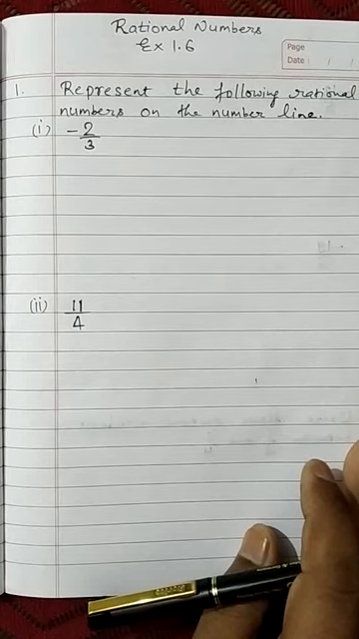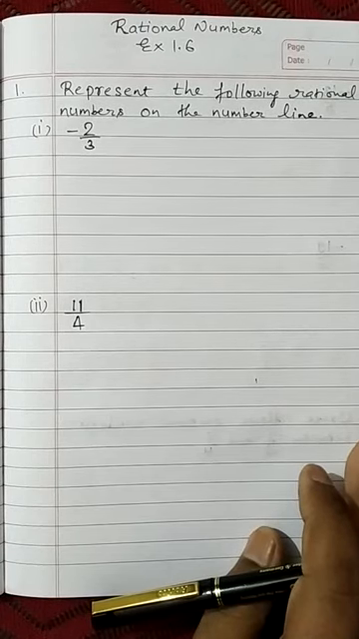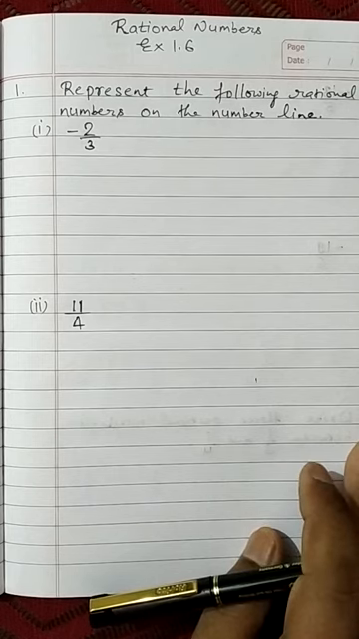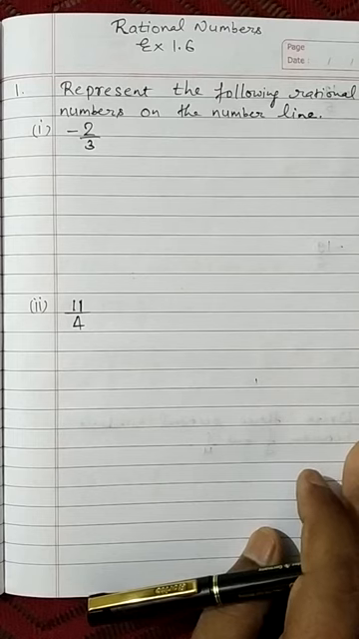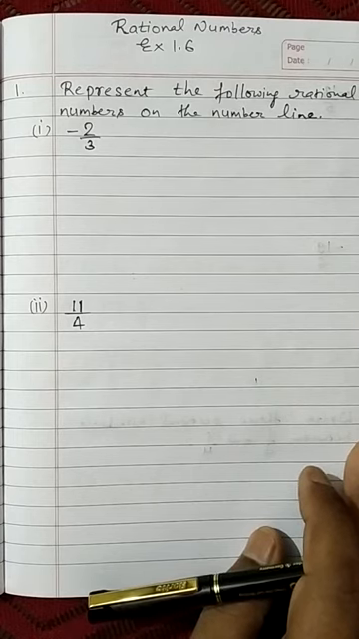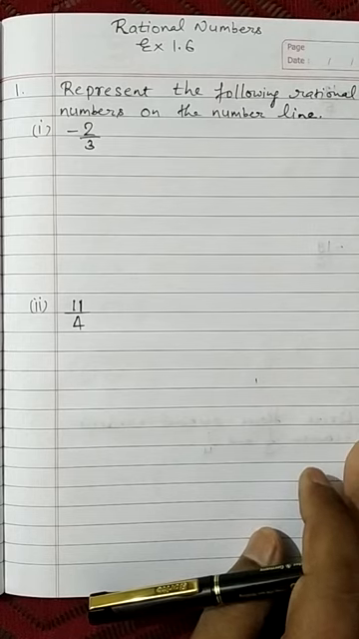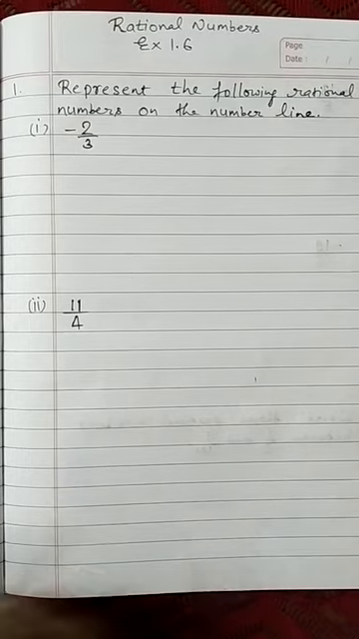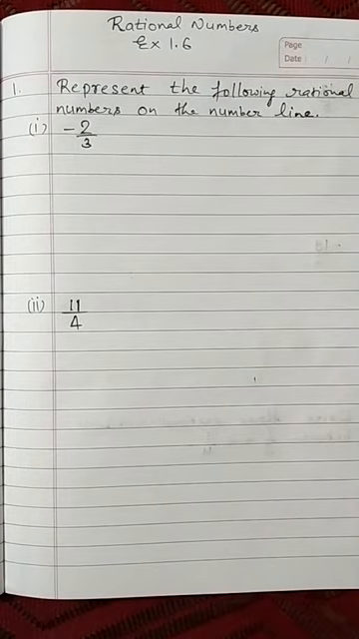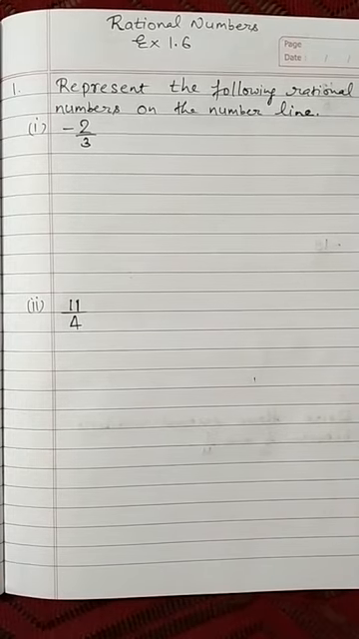Hello students, today we are going to start exercise 1.6 of first chapter rational numbers. Today's first question is represent the following rational numbers on the number line. This is the most important question in this chapter. Our first part is minus 2 upon 3.